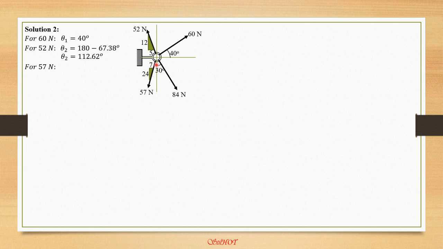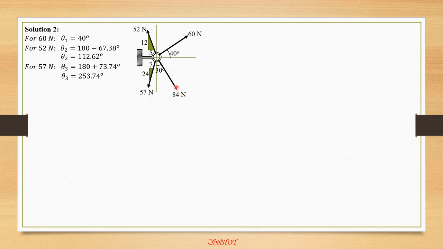which is 73.74. So 180 plus 73.74 is 253.74 degrees.